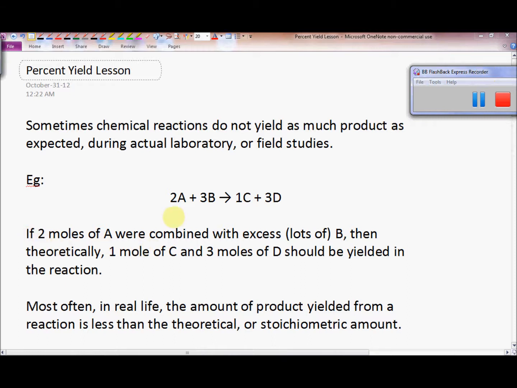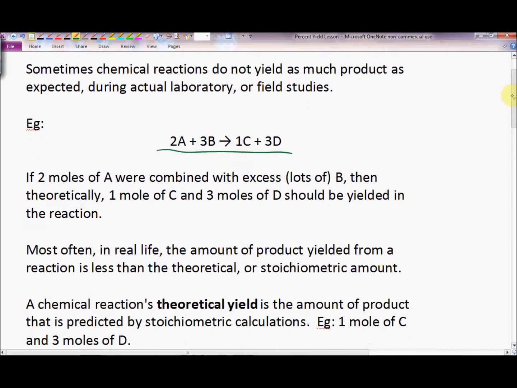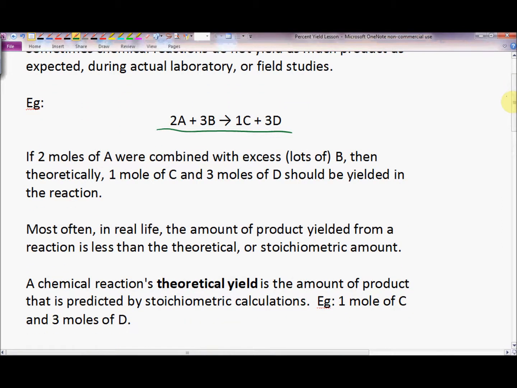For example, here, if we have an equation like this one, 2 moles of A gets together with 3 moles of B, and it should yield 1 mole of C plus 3 moles of D. This is a hypothetical situation. In fact, most often in real life, you won't get your full 1 mole of C, you won't get your full 3 moles of D. That's a fact of life. And so we try to quantify how much we actually do get using this thing called percent yield.